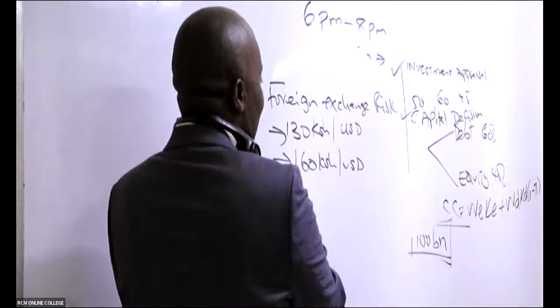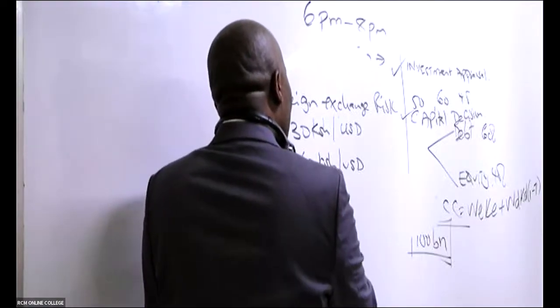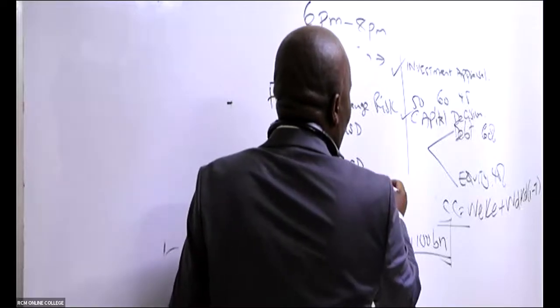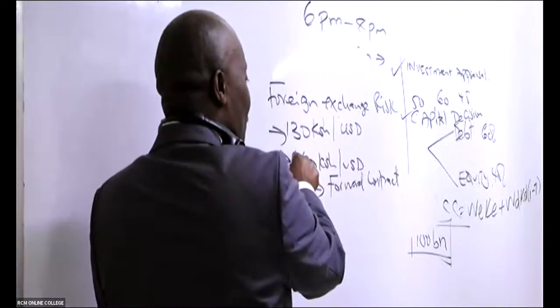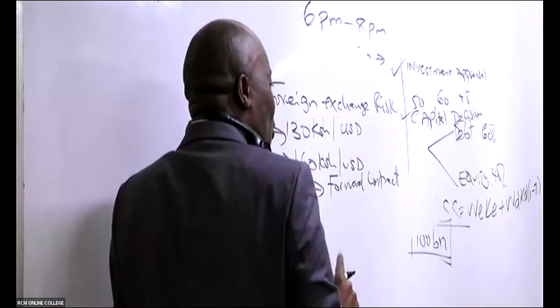Once you foresee a risk like this, you can go to a bank, and tell this bank, hey, please sell to me what we call a forward contract, because I can see how variable this particular exchange rate is. So sell to me a forward contract.